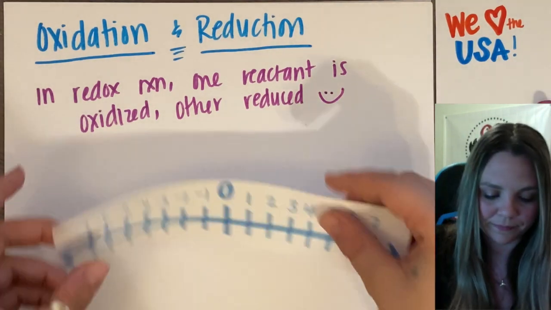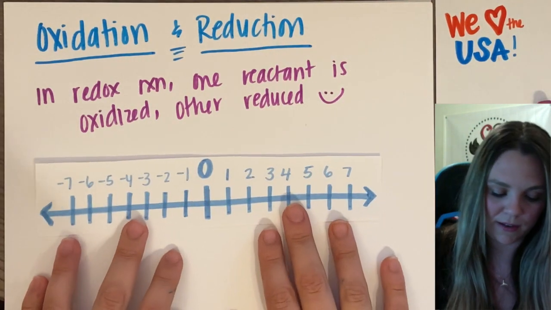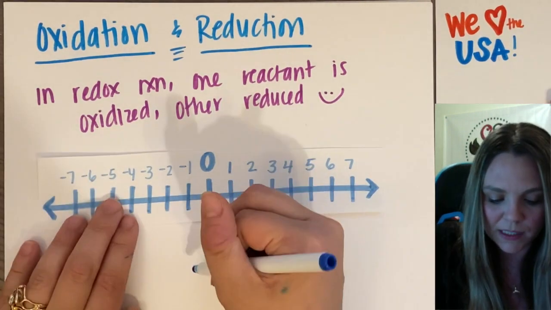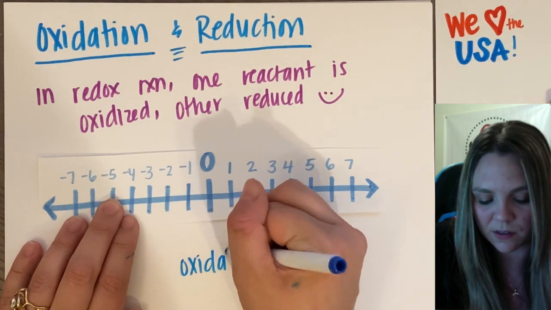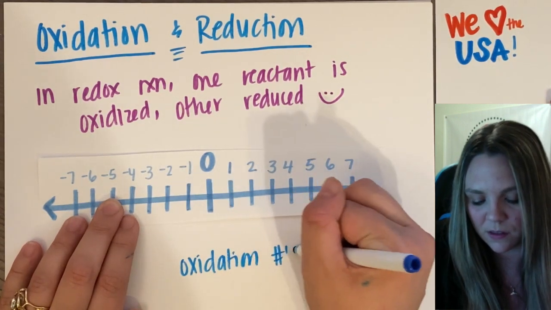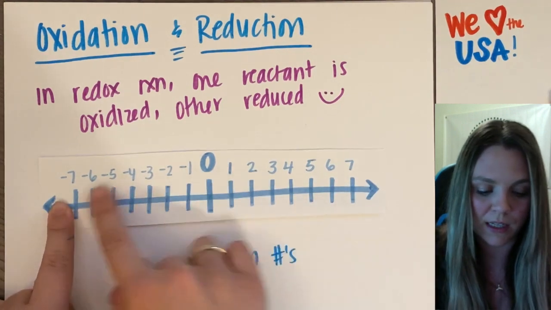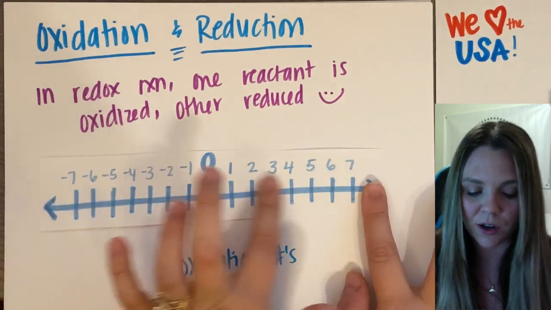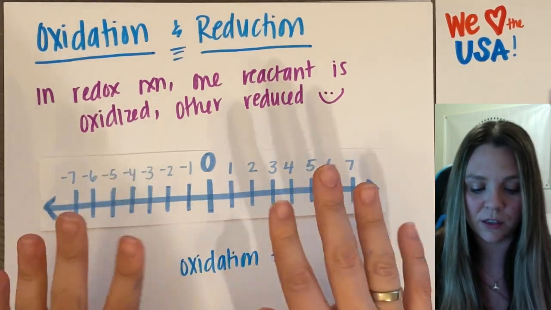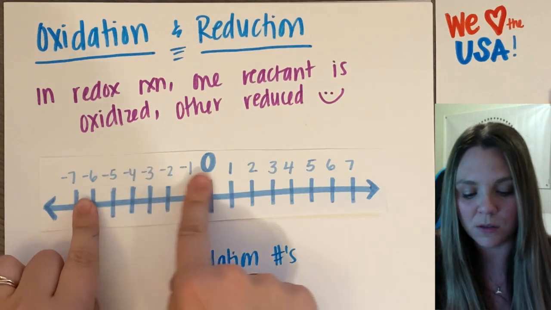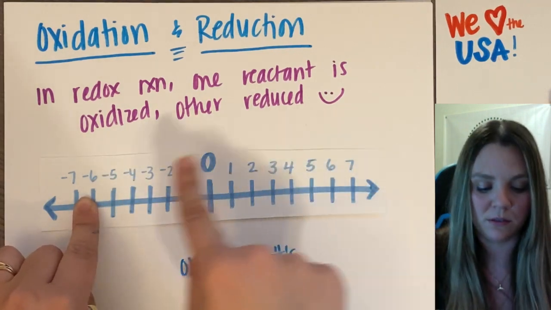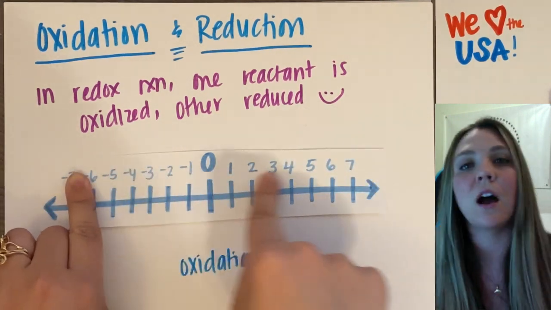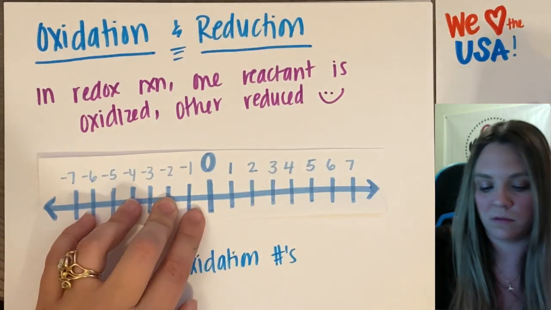If I looked at a nice little number line, here's my sliding scale of oxidation numbers, and it goes from -7 up to +7. If the oxidation number of your reactant goes up, your number goes from a smaller number up to a bigger number, it's getting oxidized.